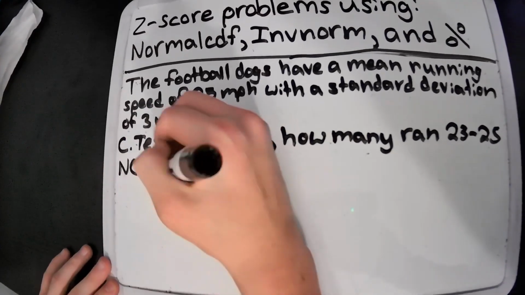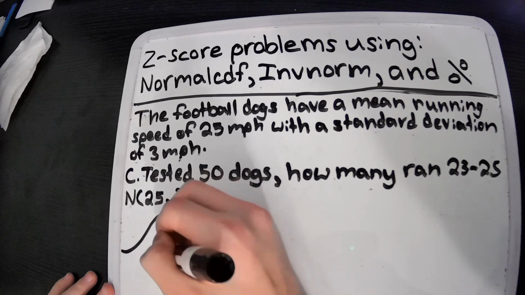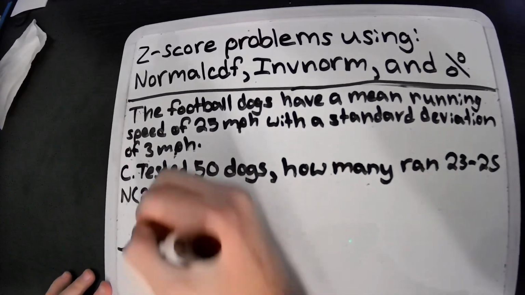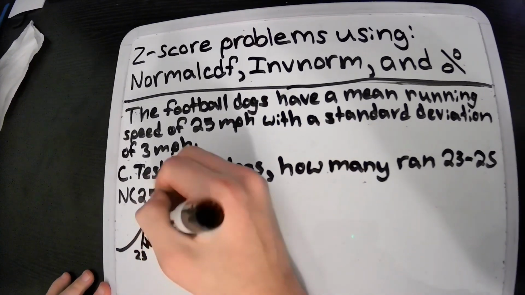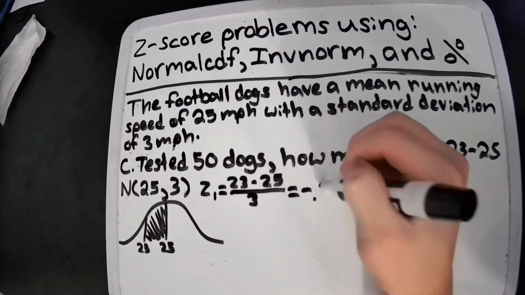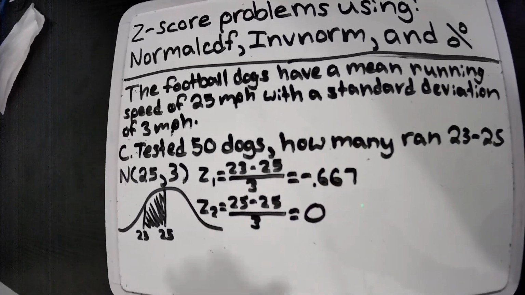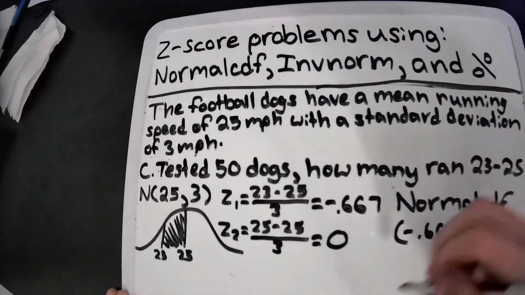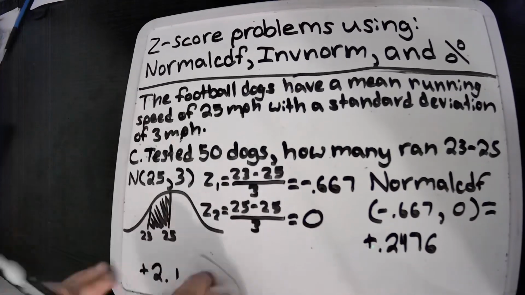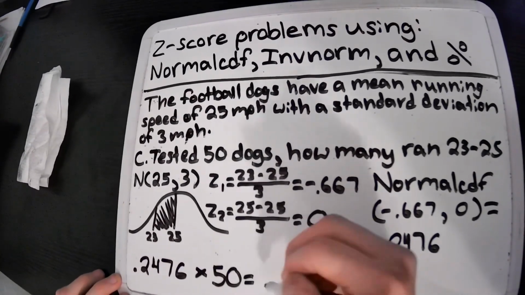To solve this problem, we use N from the last problem. Then we draw the curve. 25 goes down the middle and 23 goes to the left. Then we shade between 23 and 25. Now we find the z-score for both 23 and 25. Next we do normal CDF, -0.667, 0, which comes out to be 0.2476, which we then multiply by 50 because we're testing 50 dogs. This comes out to be 12.38.